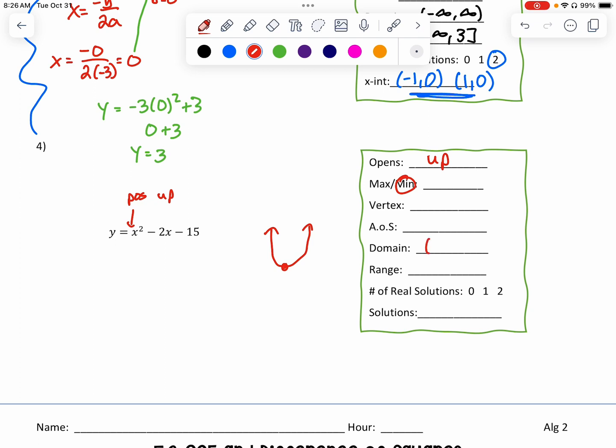Right away we actually know the domain. The domain is always negative infinity to positive infinity. All right, let's check it out.